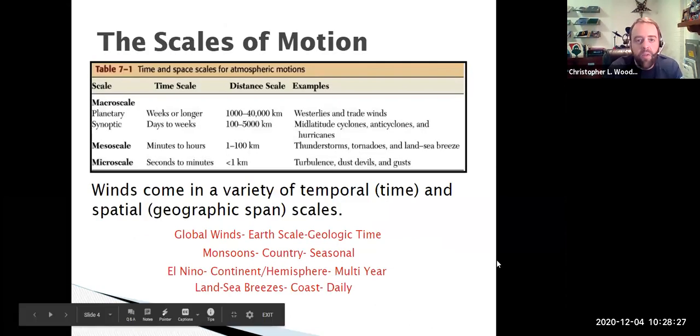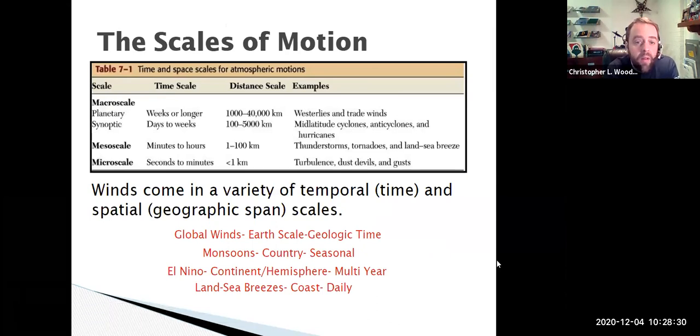So, scales of motion. There are lots of different temporal and physical scales that we could discuss in air-sea interactions. And the four that we're really going to look at are global winds, which are, of course, on the entire Earth scale and operate throughout geologic time; monsoons, which are more seasonal, a rainy season and a dry season, and operate on entire countries; El Nino, which is a hemispheric interaction with multi-year temporal scales; and then land and sea breezes, which occur along the coast and operate on daily scales. This one is a big one that impacts us here.